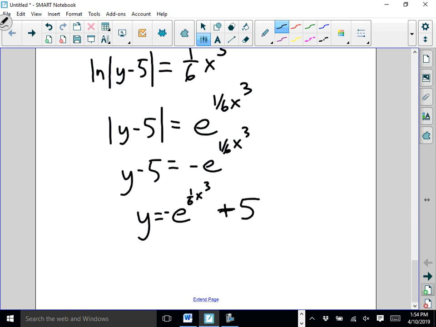Again, our point was f of 0 equals 4. When I plug in 0, I should get a y value of 4. Well, plugging in 0 for x makes this whole exponent 0. e to the 0 is 1. 1 plus 5 is 6. That's why I have to have this opposite here. So I have -1 plus 5 equals 4. So again, my final answer here is y equals negative e to the 1/6 x cubed plus 5.